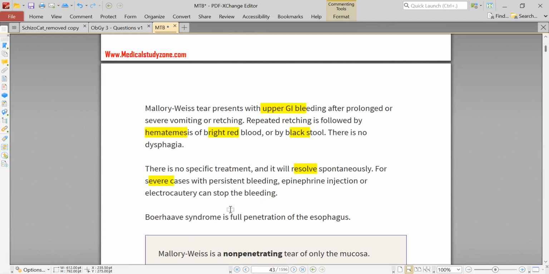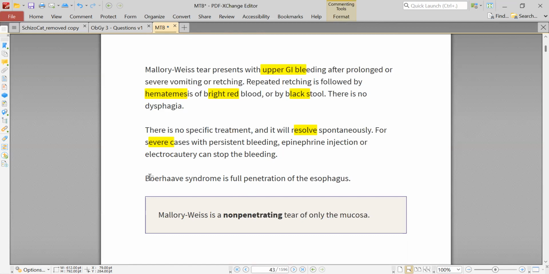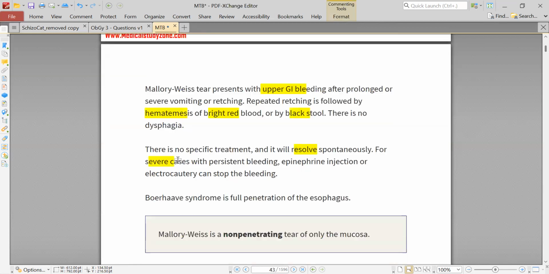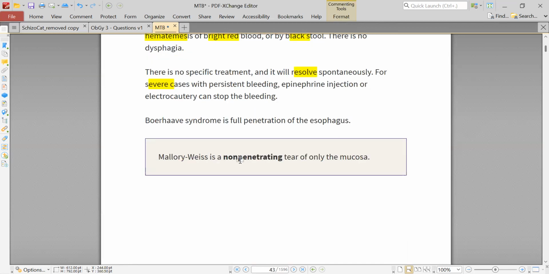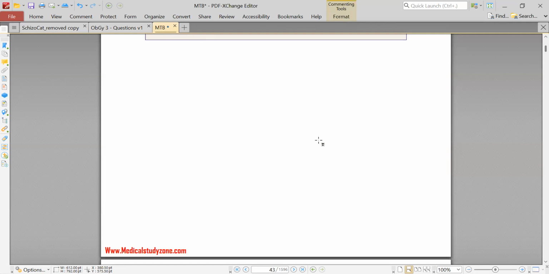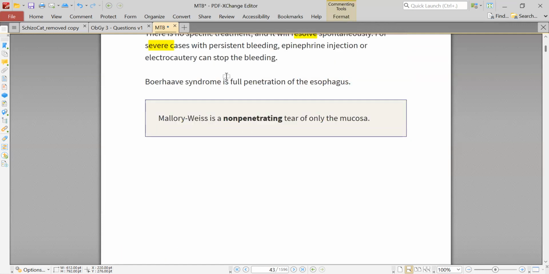Boerhaave syndrome is like a full penetration. It's going to be transmural, like all the layers of the esophagus are going to be cut here. So this is very, very dangerous. So this is the difference. Boerhaave is going to be the full penetration of the esophagus. Mallory-Weiss, as I told, is just going to involve the upper single layer of the mucosa.